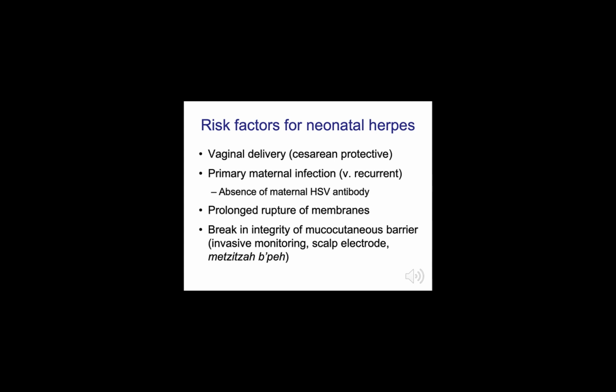And this can be things like invasive intrapartum monitoring with a scalp electrode. You will sometimes see babies that have clusters of herpes vesicles at the site where there was a scalp electrode placed, but also things like the practice of direct orogenital suction, which is a ritual Jewish circumcision practice known traditionally as mitzitza b'peh, and I will be talking about that. But that also involves breaks in the skin in the form of circumcision and then exposure to virus from the mouth of the ritual circumciser.